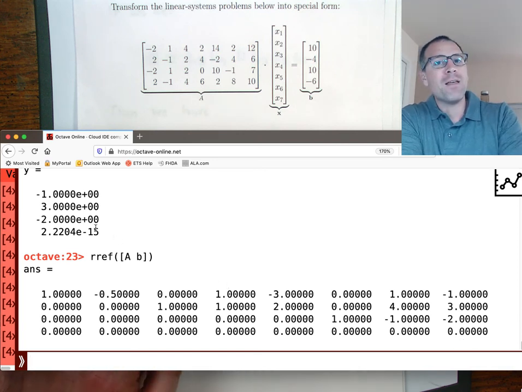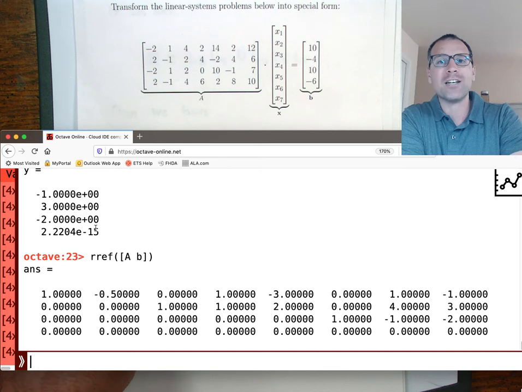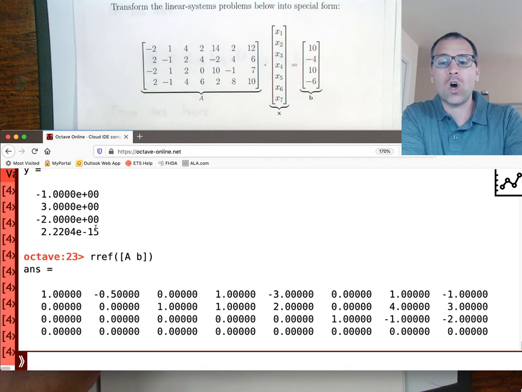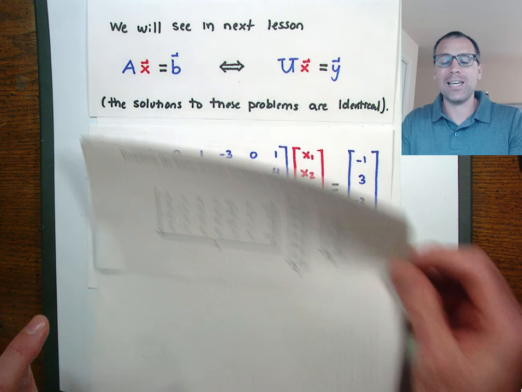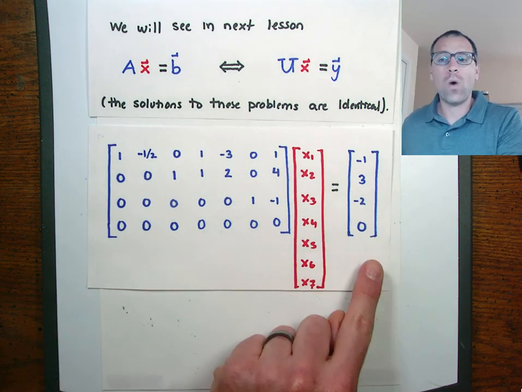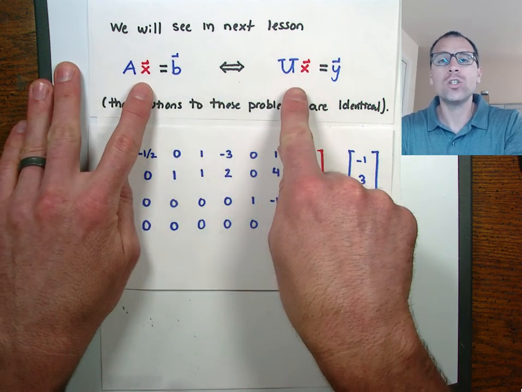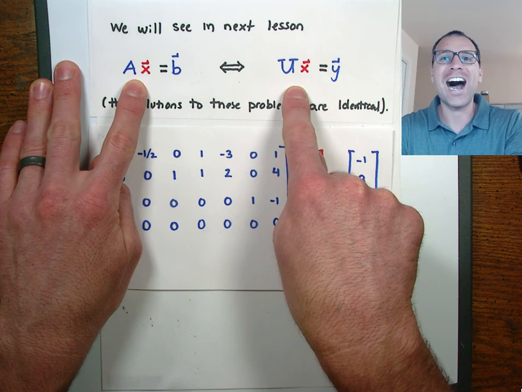But the point of the matter, though, is that we've translated A into RREF form using a sequence of matrices. Those sequence of matrices brought together are a single product of invertible matrices that we call E, and that allows us to translate our original problem into this problem. With the magic of elementary matrices, we've transformed AX equal B into UX equal Y, and the next lesson is all about how the two solution sets, the two complete solutions to these problems, are identical.